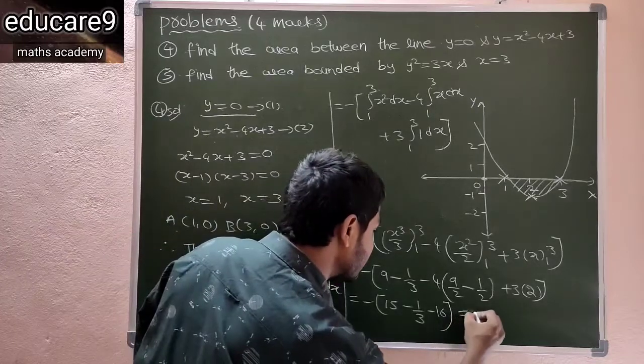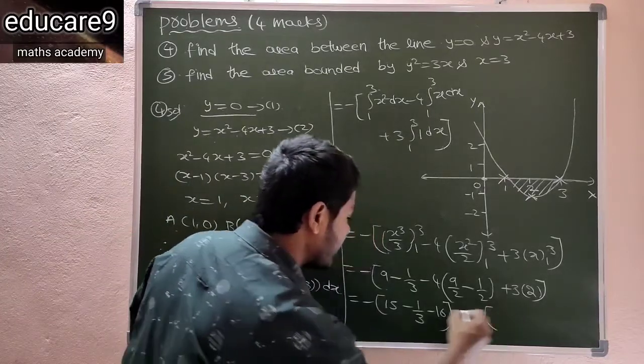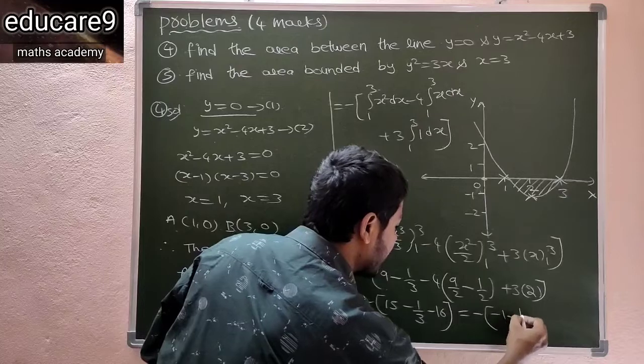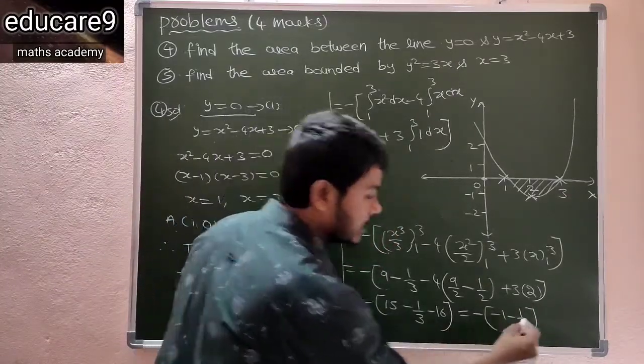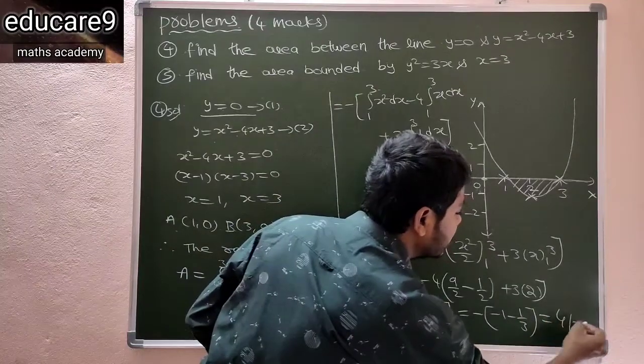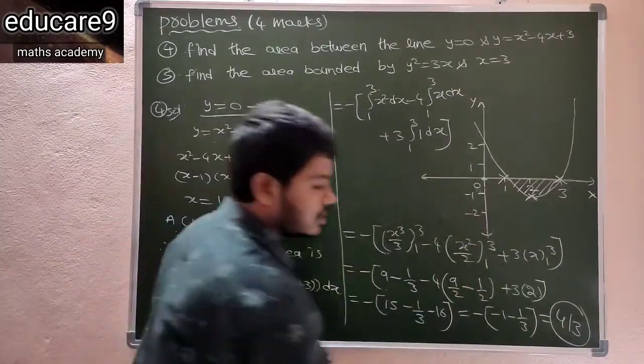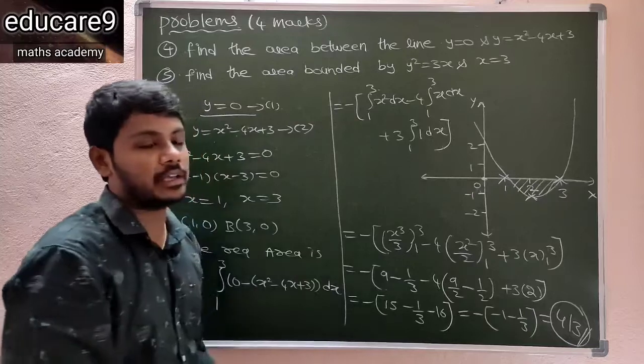Now clearly again this is minus of minus 1 minus 1 by 3. So this is minus 4 by 3 into minus. You will get 4 by 3 square units. So this is the required area.